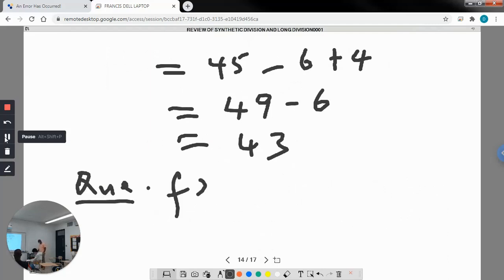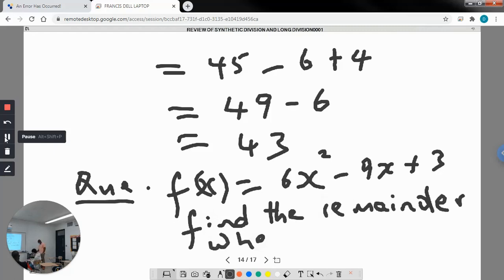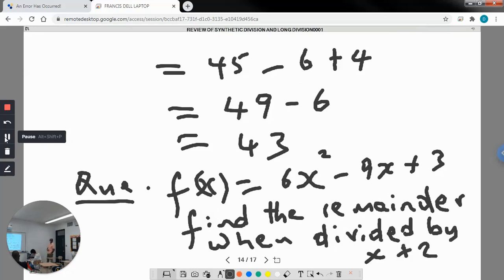And let me give you another one. F of x equal to 6x squared minus 9x plus 3. Find the remainder when divided by x plus 2.